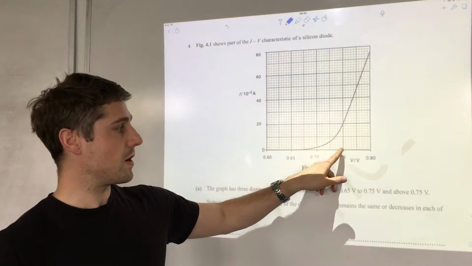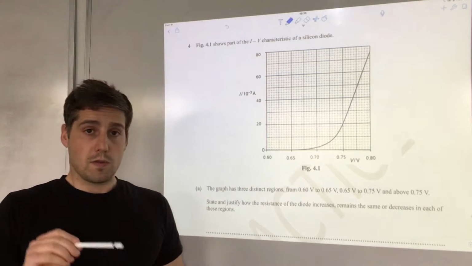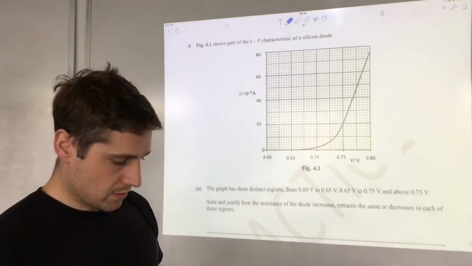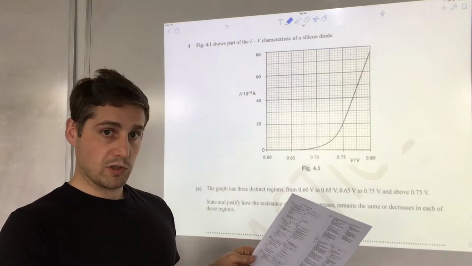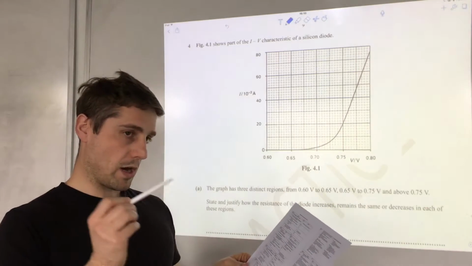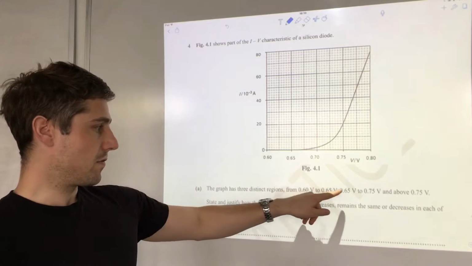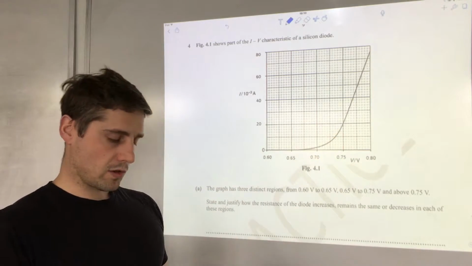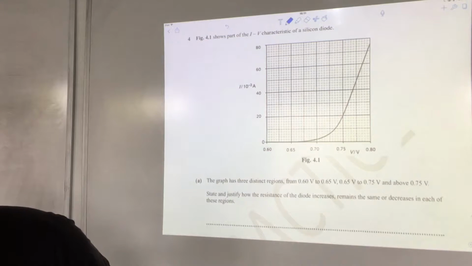0.65 to 0.75, and then from 0.75 and above. The first thing to say is that the mark scheme for this question is not correct. This is the mark scheme for a different question because the voltage ranges that it talks about are different. They're 1.2 to 1.5 volts, so they're different regions, and you can see those voltages don't even exist on the graph. But nonetheless, let's see what we can do with this question.